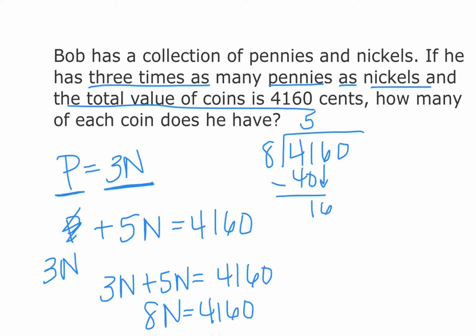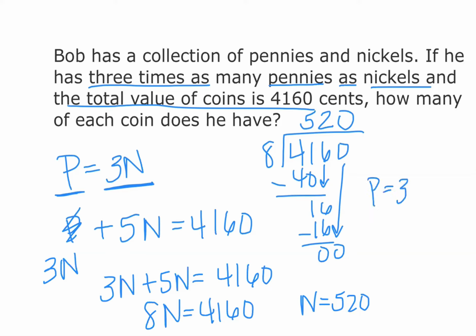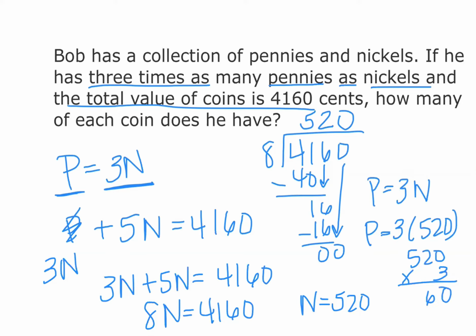Bring down the 6. 2. And I bring down the 0. 0. So this is n equals 520. Now I also have to find pennies, or P. So P equals 3 times n, which is just 3 times 520. So I'm going to do that here. I don't have much space, but we'll make it work. So pennies equals 1,560, and nickels equals 520. Okay.